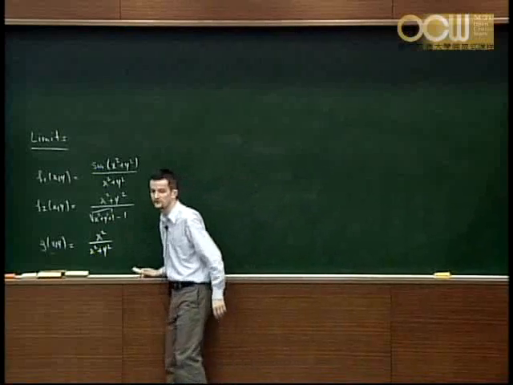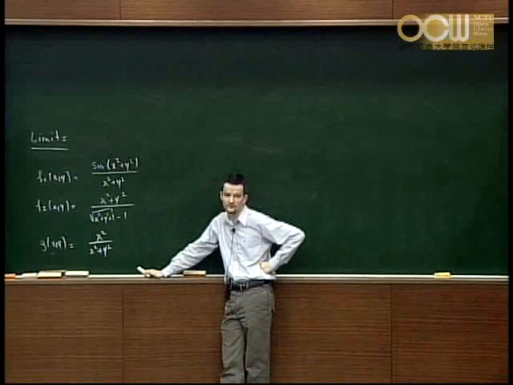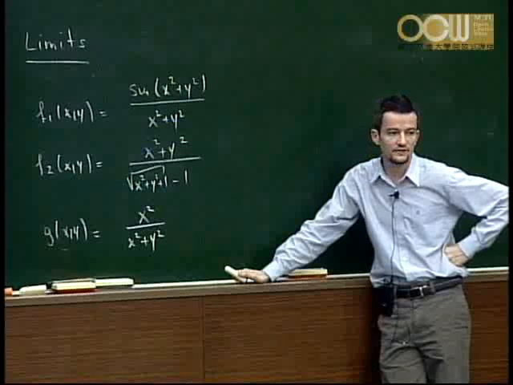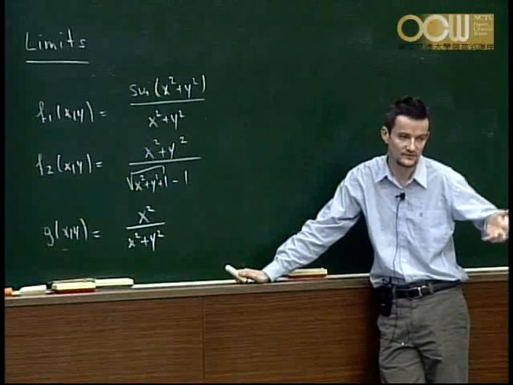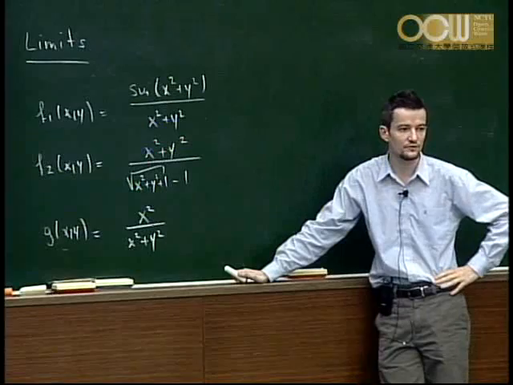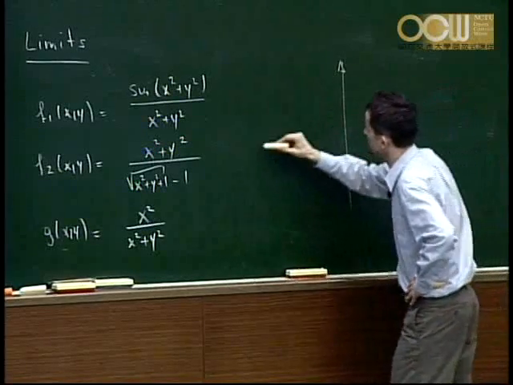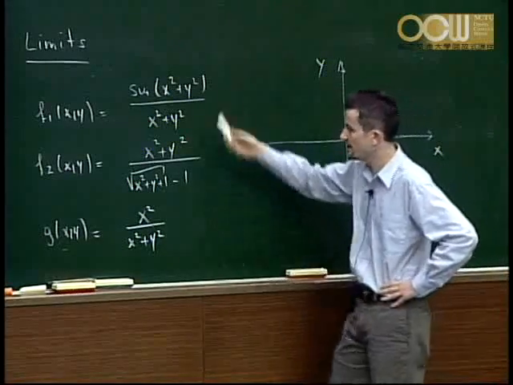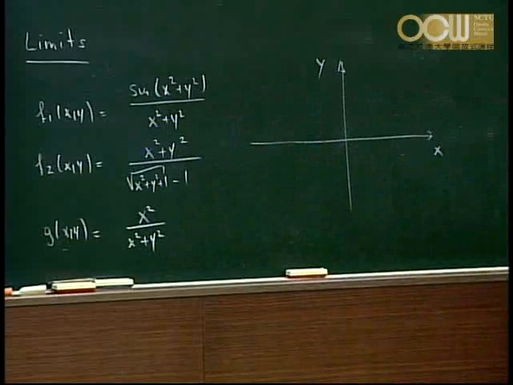You will notice all those functions are not defined in the point (0, 0). So what we want to understand is, if we approach the point (0, 0), what happens with the function values? Same as we have done last semester for the limit. You are now in the xy plane. You see that the domain of all those functions is all points in the xy plane without the origin.